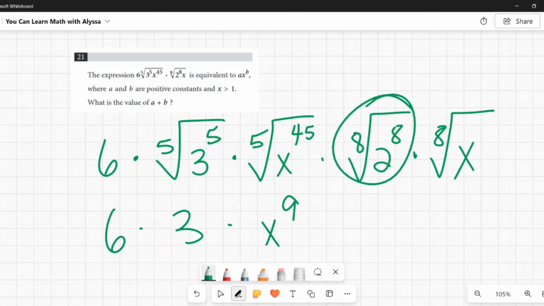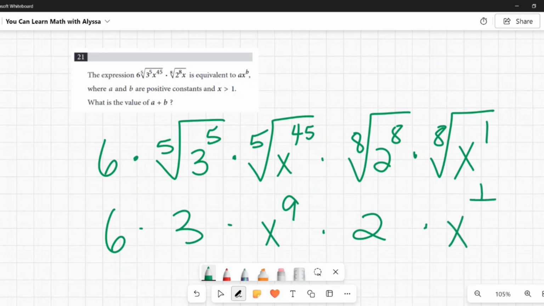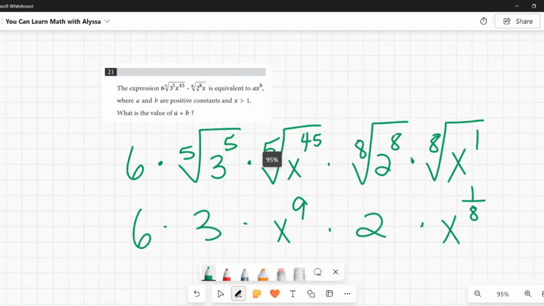Then the 8th root of 2 to the 8th is just 2. The 8th root of x, I'm going to use that property of exponents where I can convert it into an exponent from a root. So this is the 8th root of x to the power of 1. So that's x to the power of 1/8. All right, now that's much, much easier to deal with.